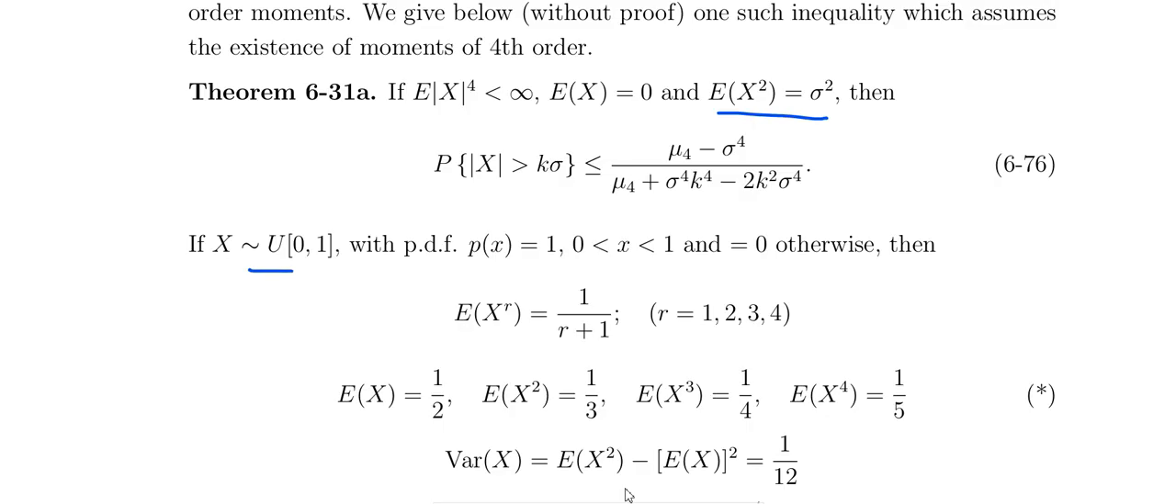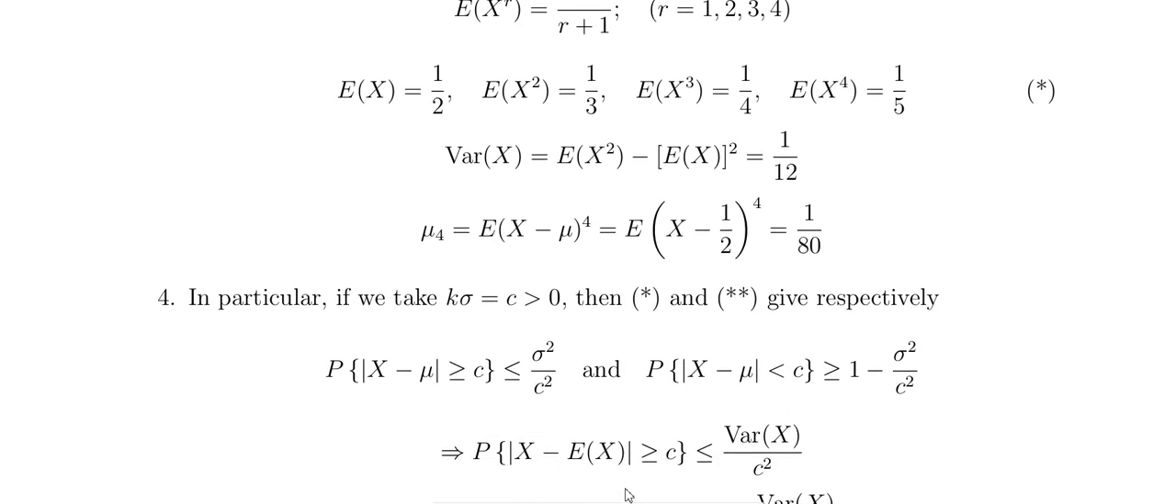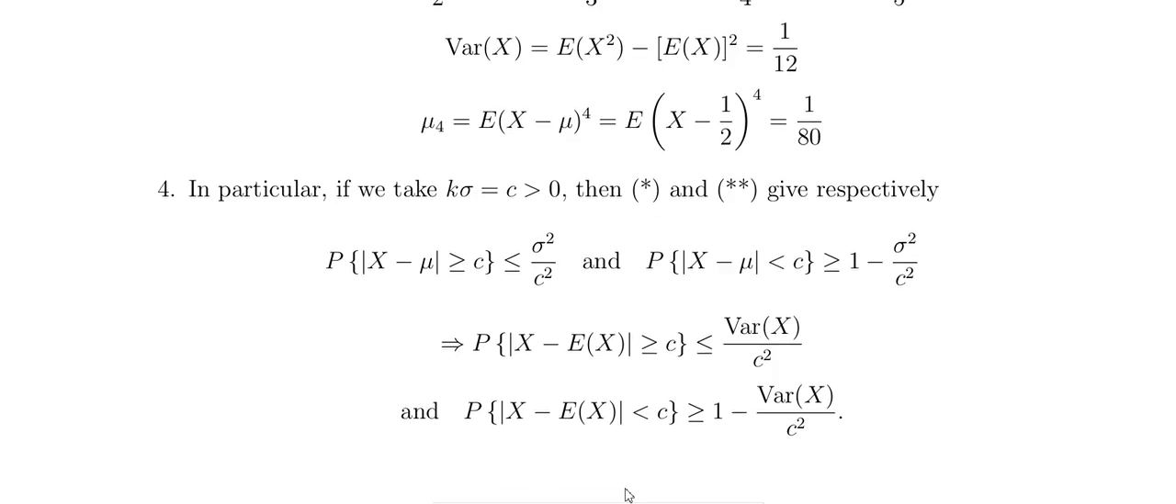So x follows the uniform distribution on 0,1, p of x equal to 1, defined for 0 to 1 and 0 otherwise. E of x power r, that is E of x, E of x square, E of x cube, E of x power 4, variance of x, mu 4, and in particular k sigma equal to c greater than 0, then p of mod of x minus mu greater than or equal to c is less than or equal to sigma square by c square, and p of mod of x minus mu less than c is greater than or equal to 1 minus sigma square by c square.